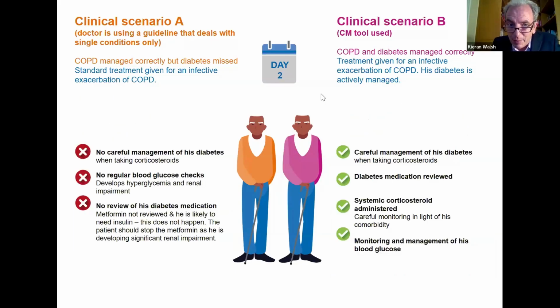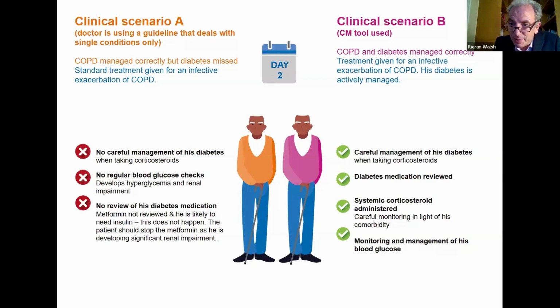And so what happens? Well, in the scenario on the left, if you don't manage the diabetes when somebody's taking steroids and don't do regular blood glucose checks, the patient will develop hyperglycemia and also renal impairment. There'll be no review of the diabetes medication, metformin will be continued, and the patient will likely develop renal failure. So multiple things go wrong.